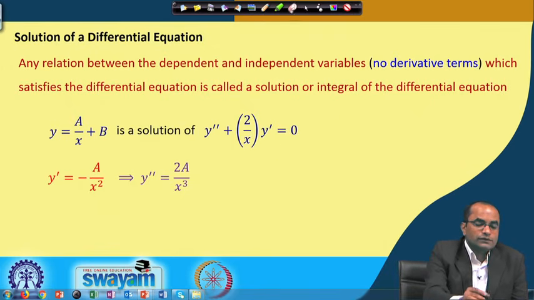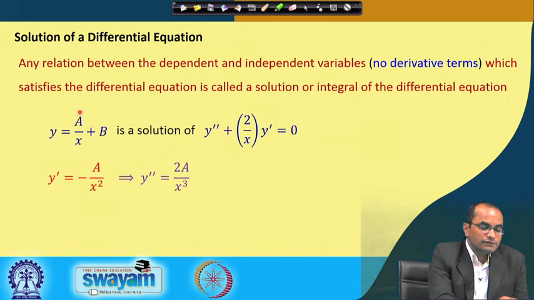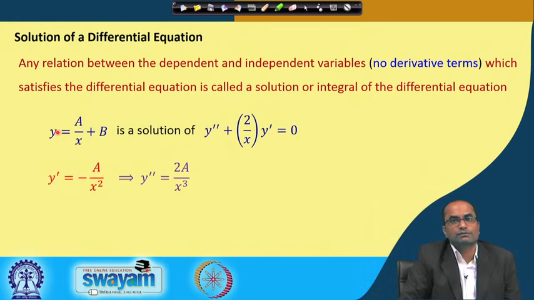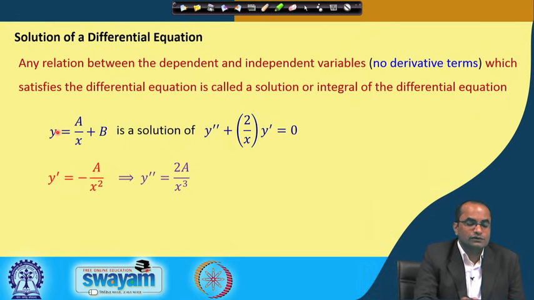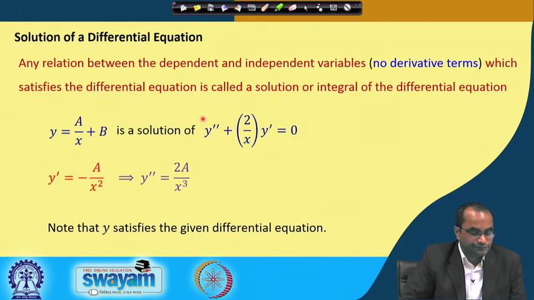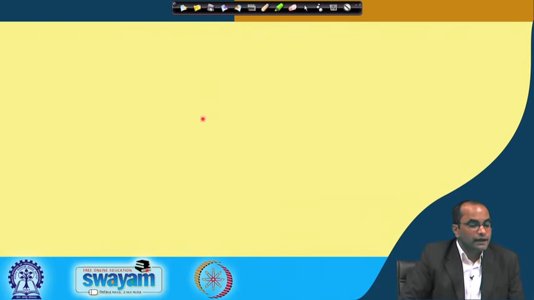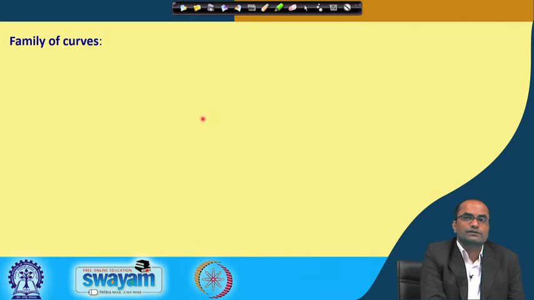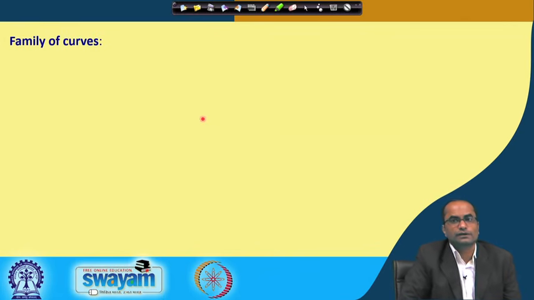So, what we have observed is that this given relation y is equal to a over x plus b is the solution of this differential equation, because this relation satisfies this differential equation. And now we are going in the direction of the formation of this differential equation.